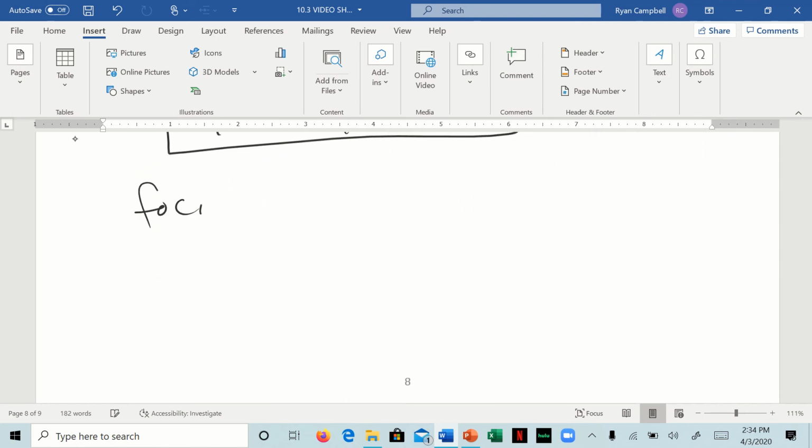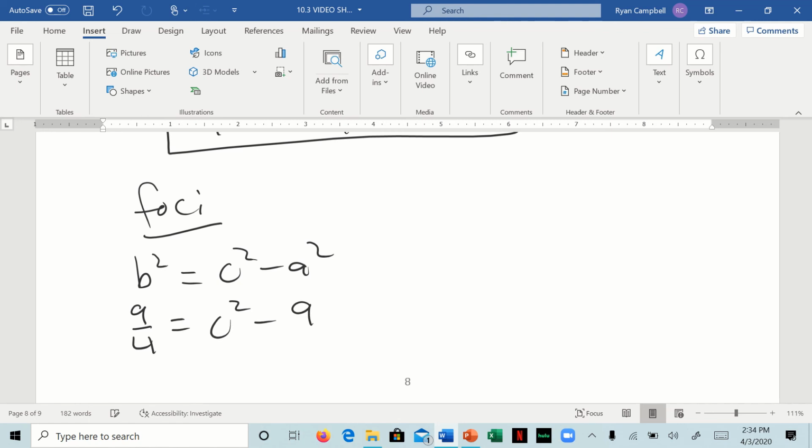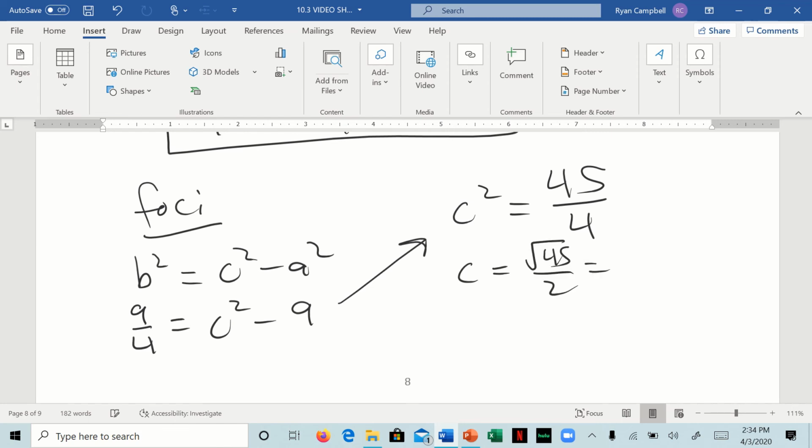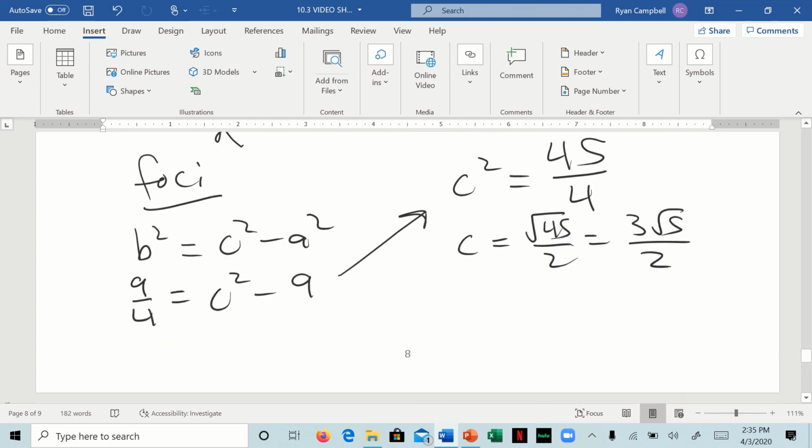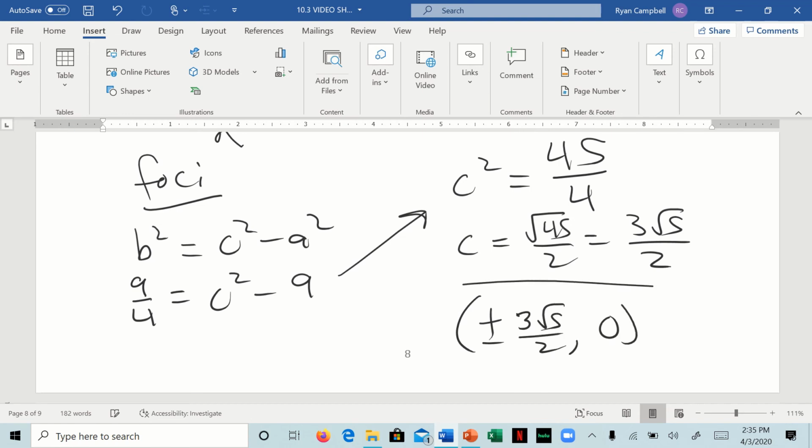And then for the foci, that's going to be b squared equals c squared minus a squared, because of course foci are further away. So we get 9/4 is c squared minus 9, which means that c squared is 45 over 4. So c is the square root of 45 over 2, which is also just 3 square root of 5 over 2. Since x came first, we know this is going to go on the x-axis. So it's plus or minus 3 square root of 5 over 2, comma 0. And that's our foci.